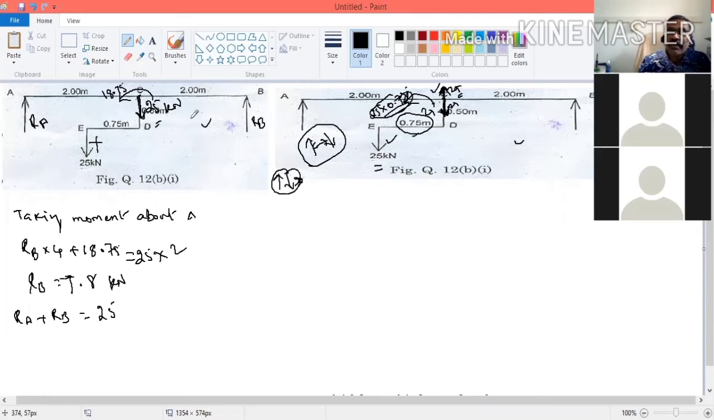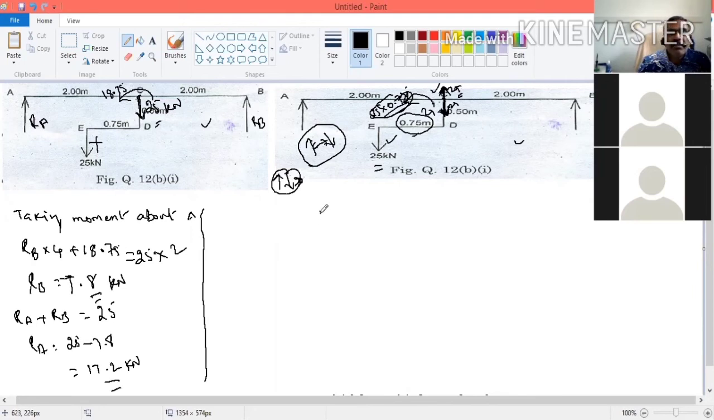So while you calculate the force, you do not take the couple. It will be equal to 25. Now Ra is equal to 25 minus 7.8. That is equal to 17.2 kilonewton. Now we calculated Ra and Rb. Now you find the shear force and bending moment.